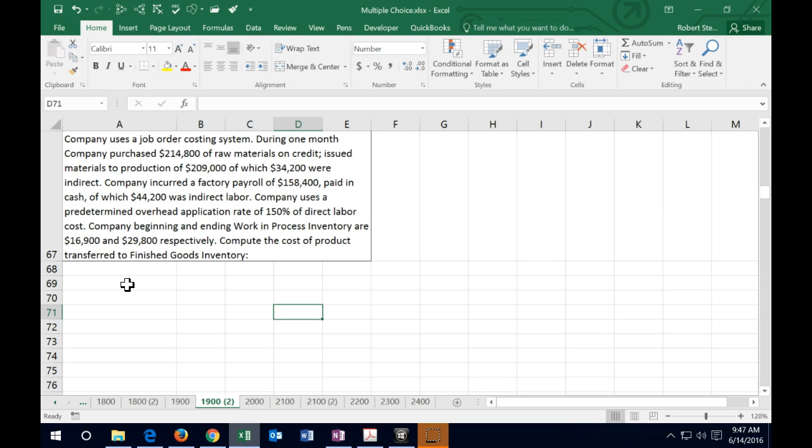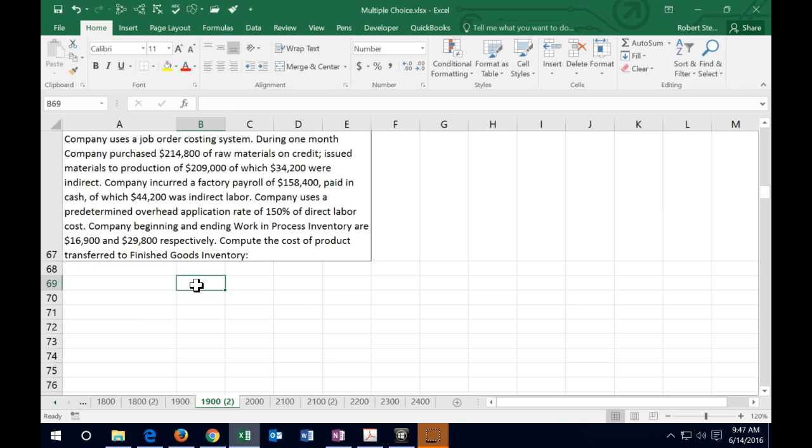Company beginning and ending work in process are 16.9 and 29.8 respectively. Compute the cost of production transferred to finished goods inventory. Alright, so that's a lot to take in there. What we're trying to do here is figure out how much should be transferred to ending inventory. If it's going to finished goods inventory, it's leaving the work in process account. So that's what I'm going to focus on here.